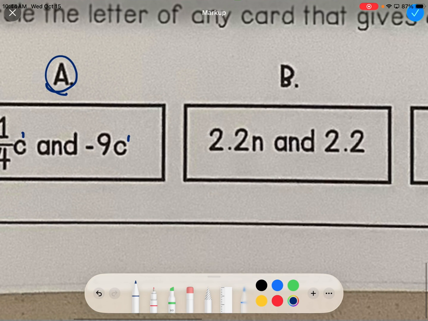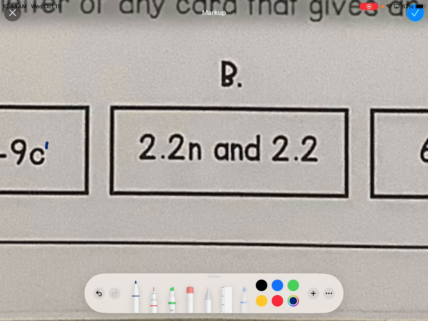What about B? Do we have the same variable? No. The second 2.2 doesn't have the variable. Why do you think this might trick somebody? Because it's the same number. What's that number called on the first one? It's a coefficient here, right? But it's a constant over there.